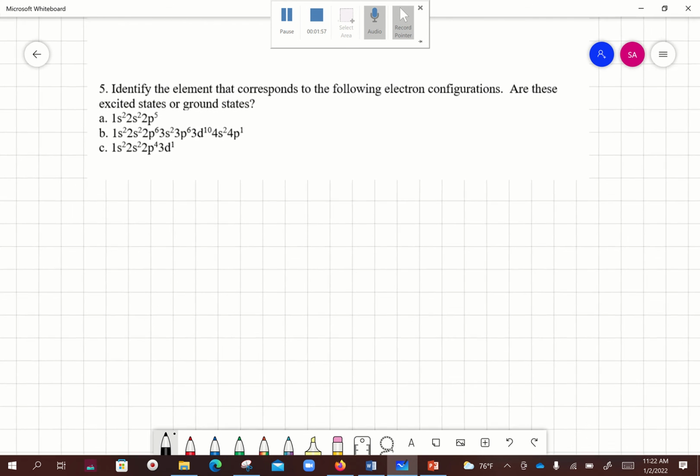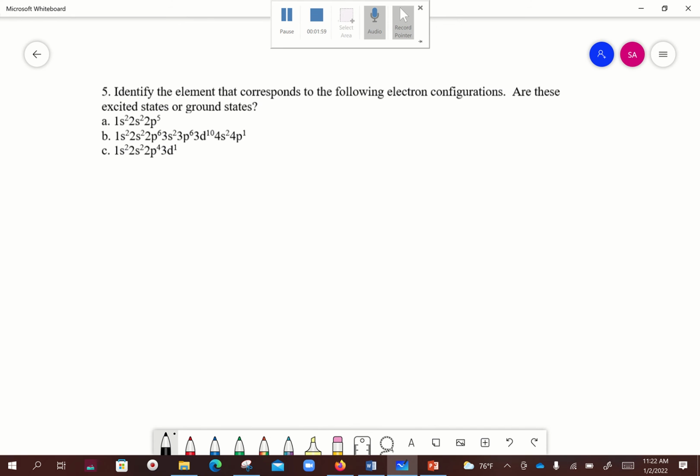All right, in this question now, we want to figure out which element corresponds to each of these electron configurations, and then think about whether they're excited states or ground states. So if I look at A, basically what I want to do is add up how many electrons there are, and that'll tell me the atomic number, and then I just look it up in the periodic table. So I've got 2 plus 2 plus 5, which turns out to be 9 electrons.